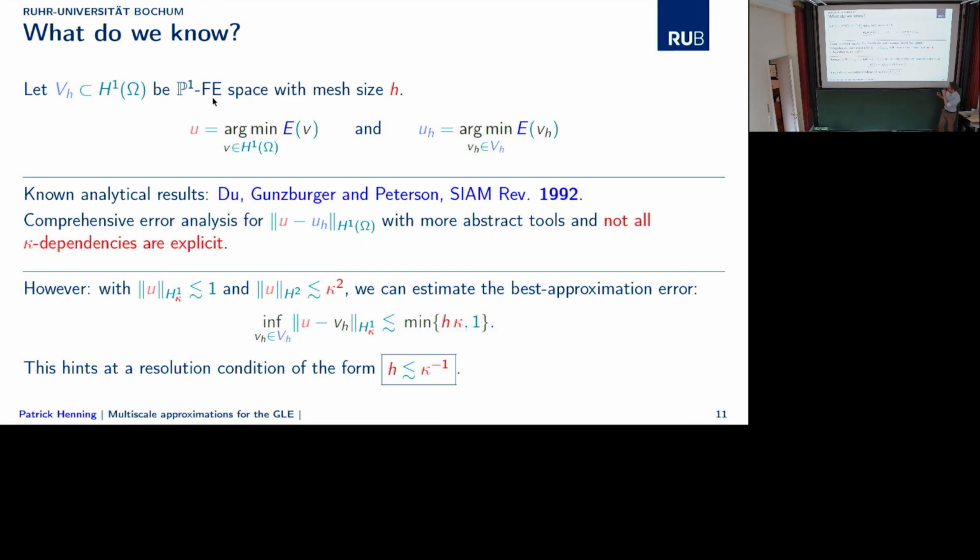All right, and now I will at least sketch a little bit how we proved the actual error estimates for the error between U and U_H. But keep this result in mind.